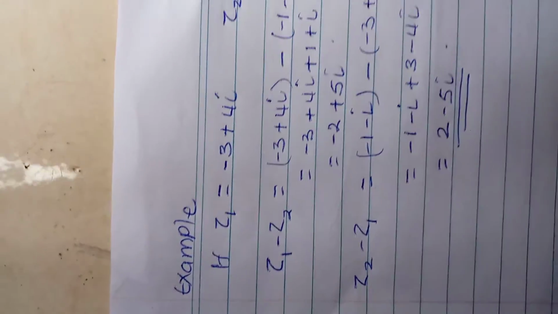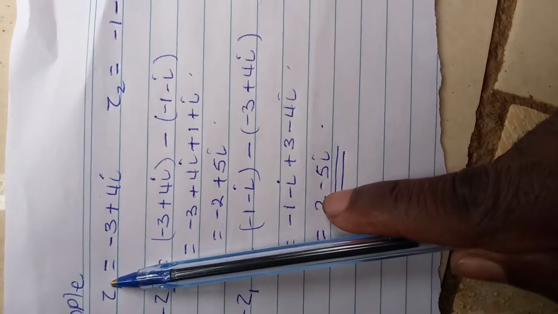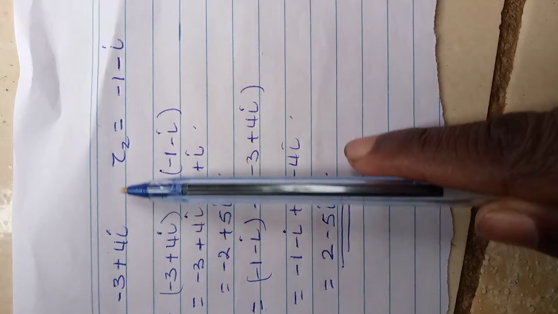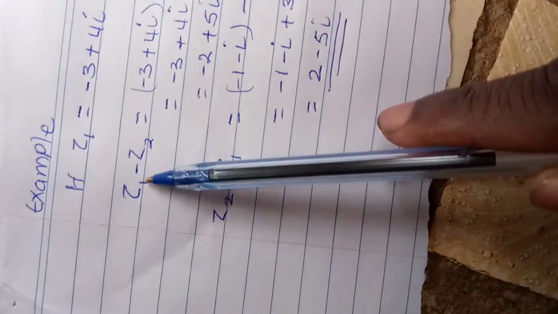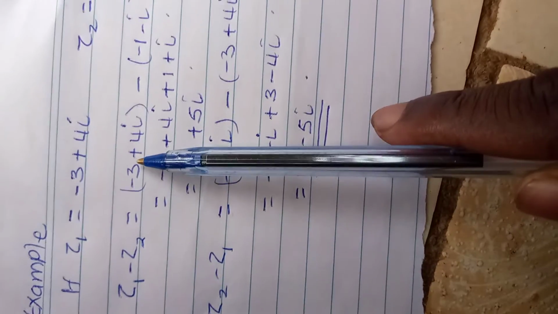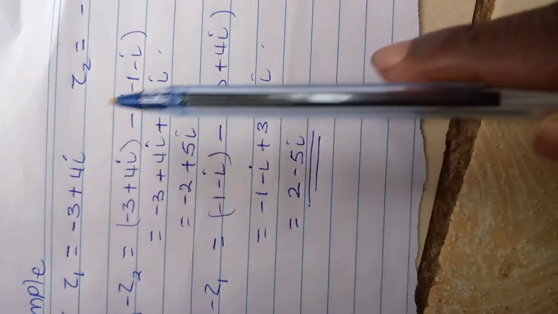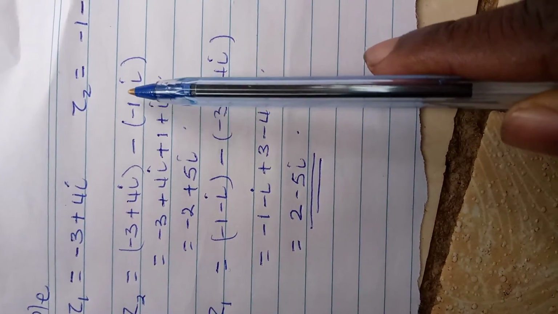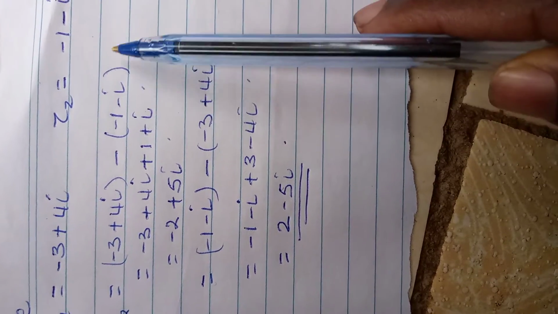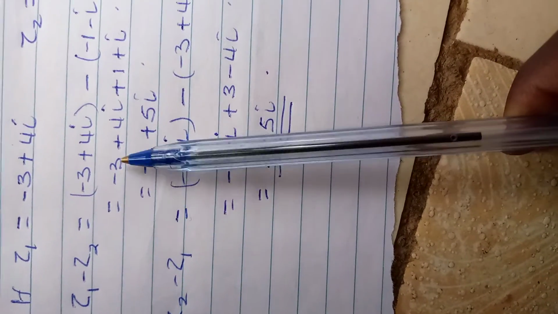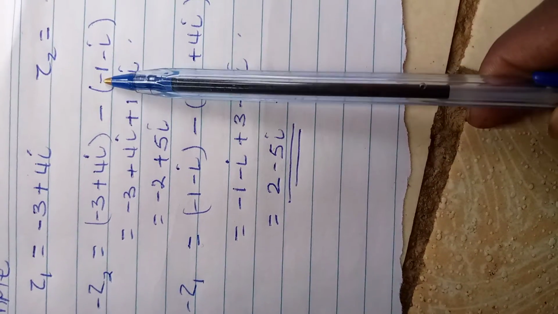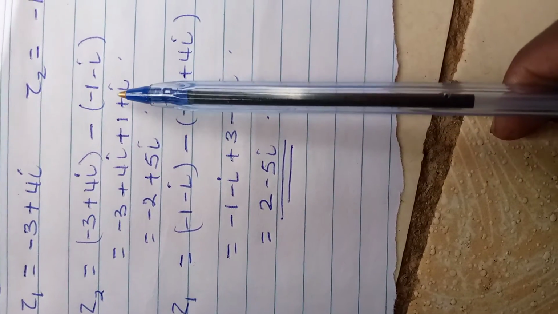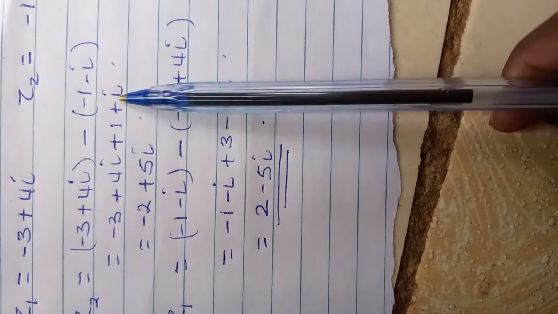An example of subtraction can be this. If z1 is equal to minus 3 plus 4i, z2 is equal to minus 1 minus i. Then z1 minus z2 will be equal to minus 3 plus 4i for z1, minus brackets z2, which is minus 1 minus i, and this will be equal to minus 3 plus 4i plus negative times the negative, positive, plus 1, then negative times the negative i, plus i.